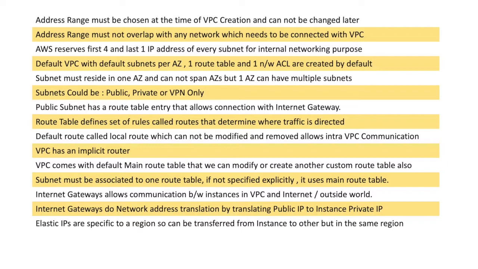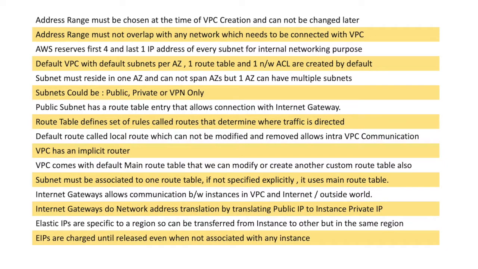Elastic IPs are really good because they are not tied to any instance. They are transferable from one instance to another, but it is important to note that they are region specific. They can be transferred, but only within the region, not across regions. EIPs are charged until release. So even if they are not associated with any instance, they are still charged until you release them. So please don't forget to release them, otherwise you will be charged.